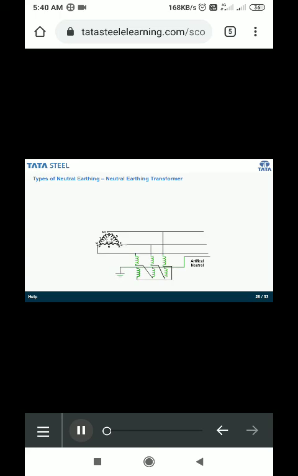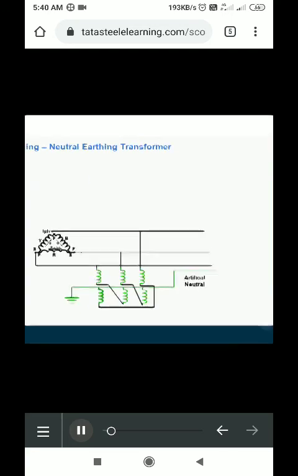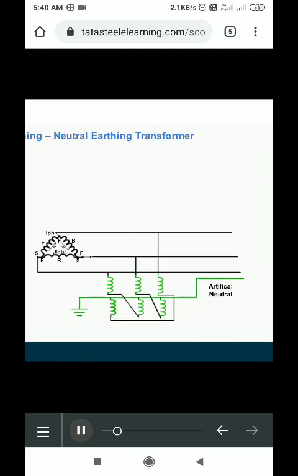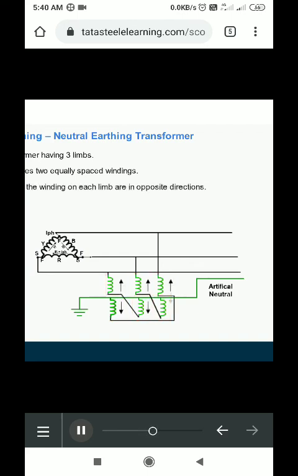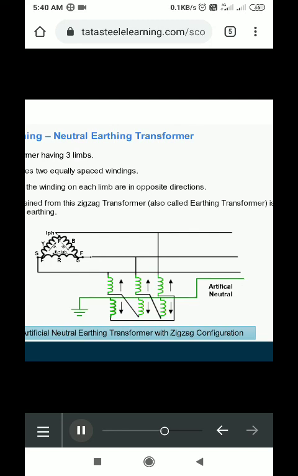Let us now learn about the features of artificial earthing. Here is the diagram of an earthing transformer with zigzag configuration. You can also see the transformer winding. It is a core type of transformer having three limbs where each limb accommodates two equally spaced windings. In this system, as you can see, the currents in two halves of the winding on each limb are in opposite directions. The artificial neutral obtained from this zigzag transformer, also called earthing transformer, is then earthed to provide artificial system earthing. Well, that was all about types of neutral earthing.